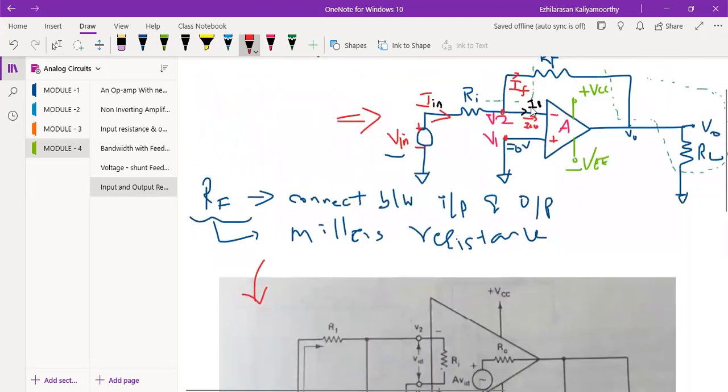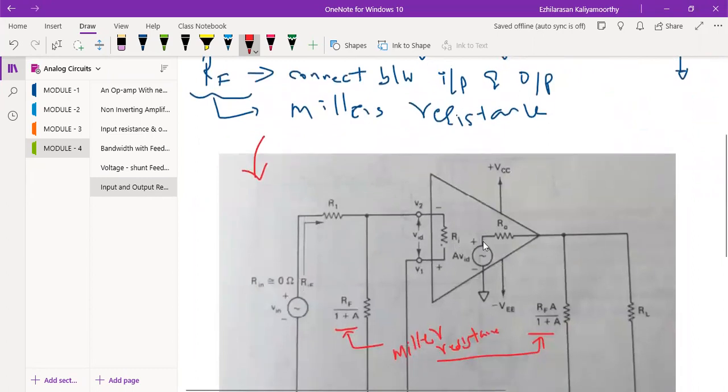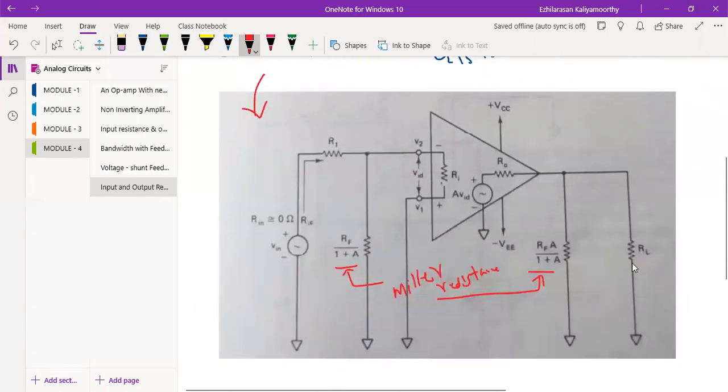Then the input resistance is internally RA, then R naught, then A, all shown as previously, and the RL resistance. This is your V naught, the output. Now the input resistance will be approximately 0 ohm. This will be your V in. Now here we see VID, as you know, the differential voltage of the input. With node voltages V1 and V2, VID is equal to V1 minus V2.